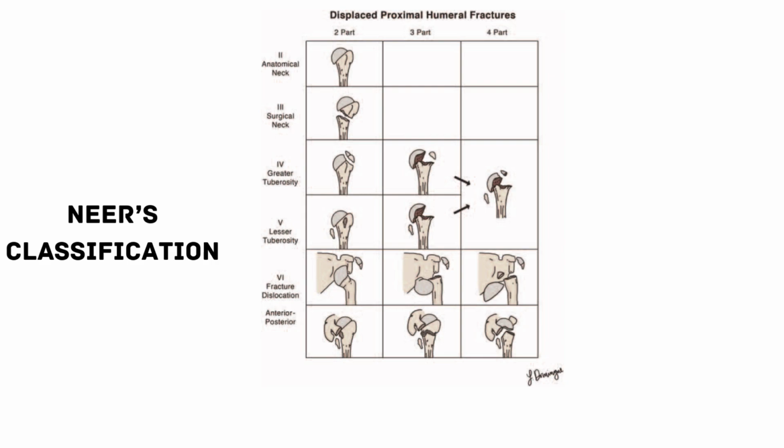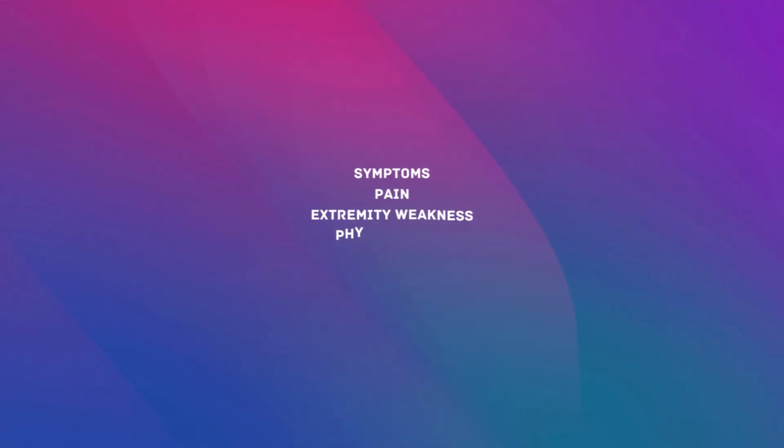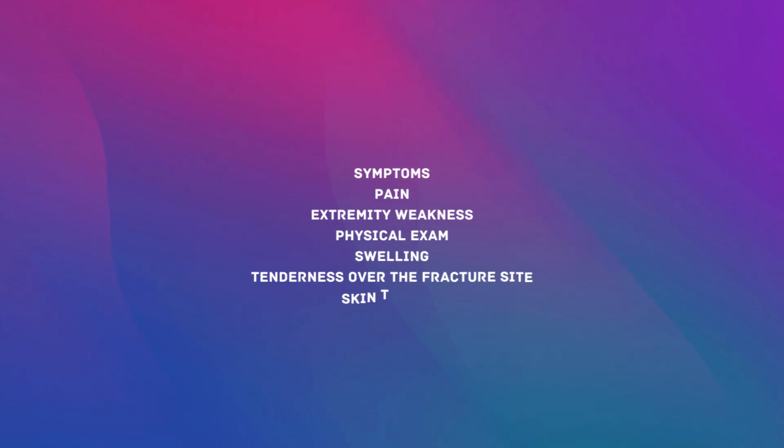The fifth is the lesser tuberosity. It can be two part, three part, or four parts. And the sixth one is the fracture dislocation, in which the humerus can be fractured into three parts, and the anterior posterior fracture.